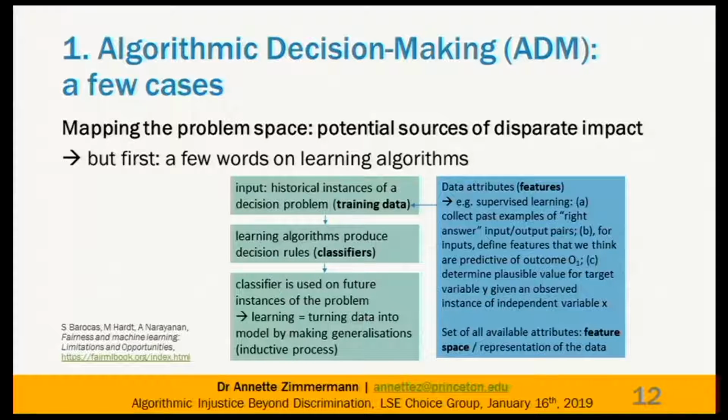It's not particularly complicated beyond that. So we then have decision rules or classifiers according to which this algorithm draws on this historical data. The data attributes that we have in this algorithm are called features. This term will be important in a second. And the whole set of the available features is the feature space.